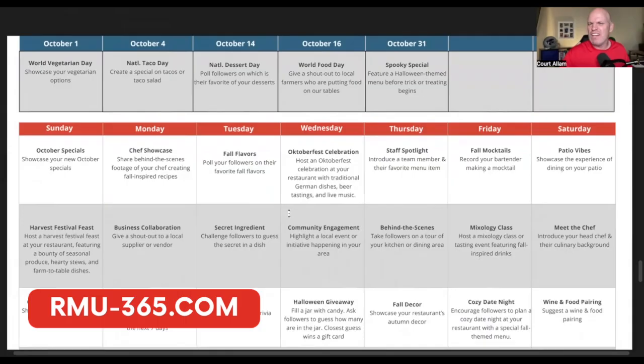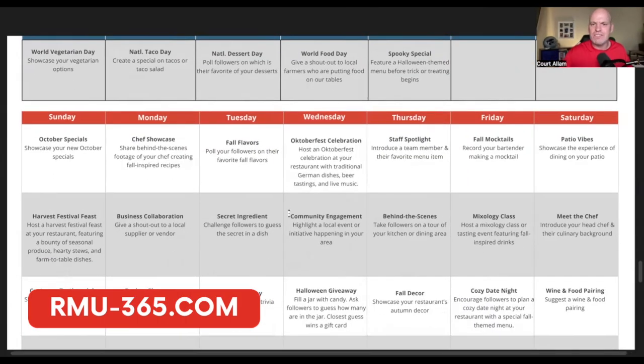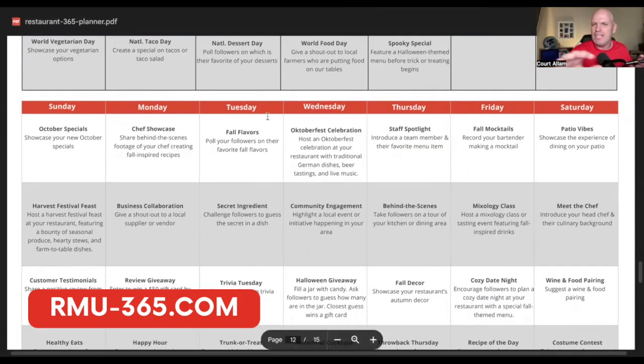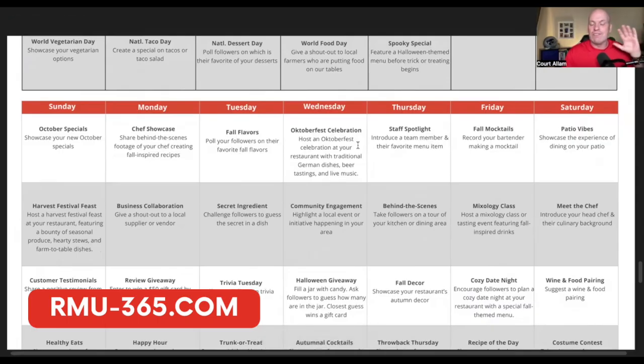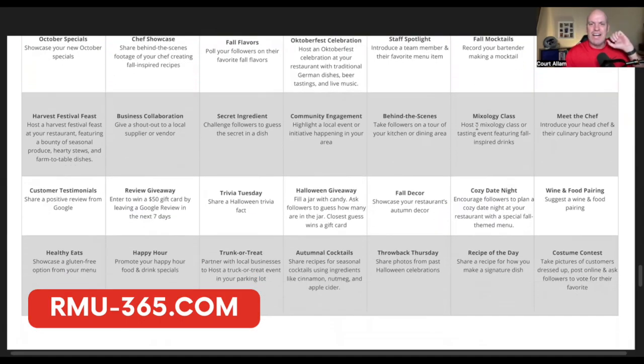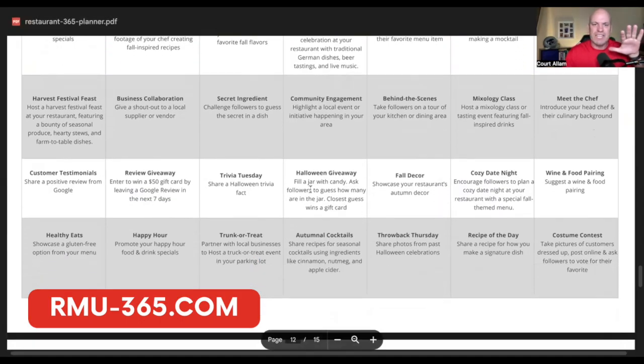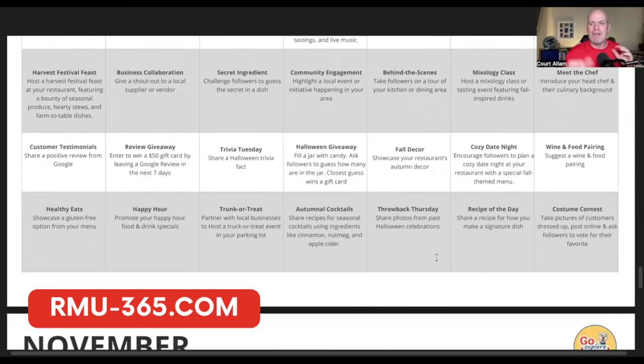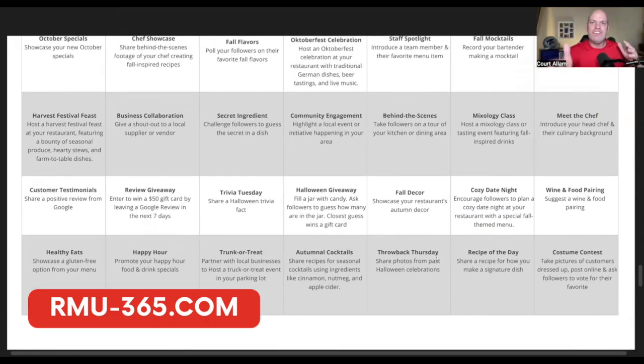And so then you can just kind of look ahead, and this is designed to look ahead. You see at the beginning of the month, we're talking about fall flavors, staff spotlight to make sure you're showing off who your people are, mocktails. And then down here, you can see a holiday giveaway, showing off the fall decor, and so on. And so then you're going to take these ideas and go back into the planner document.